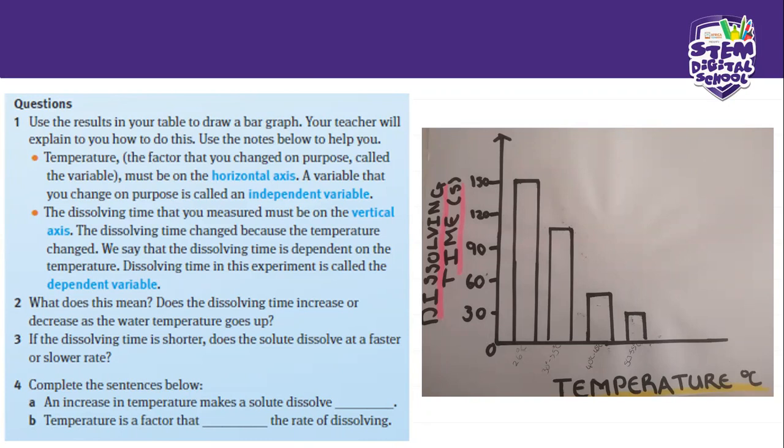Okay, so guys, if you did this question or you have a Via Africa textbook and you did this exercise, your bar graph should look something like this. Every time on a graph, we always put our unit. Remember, temperature is measured in degrees Celsius, and time is measured in seconds.